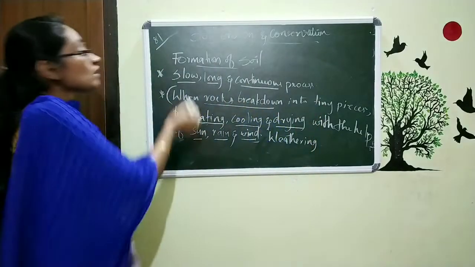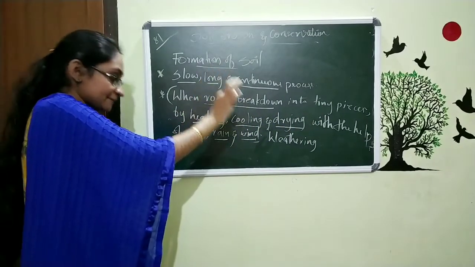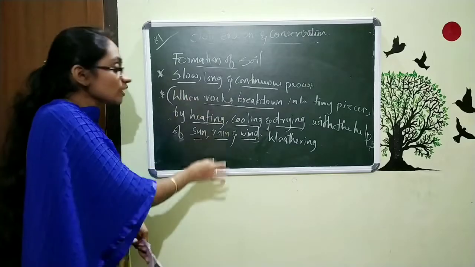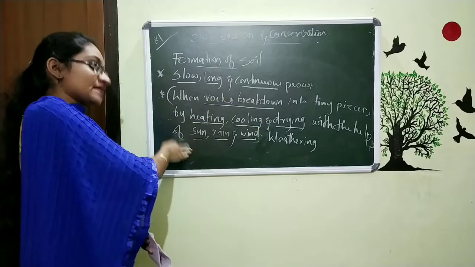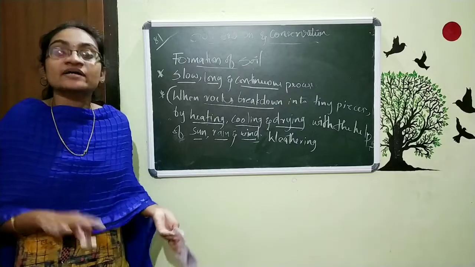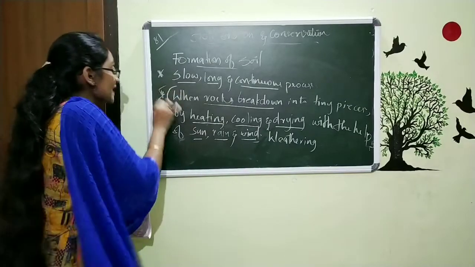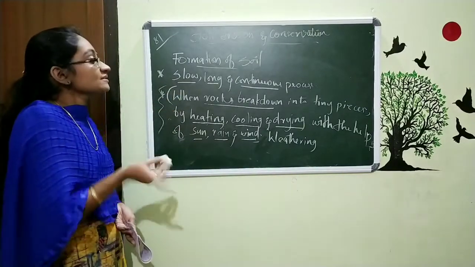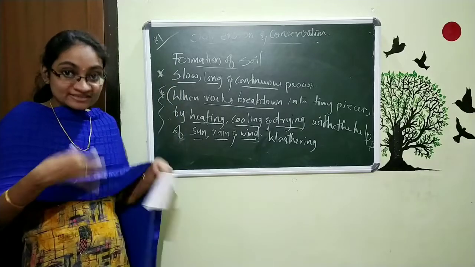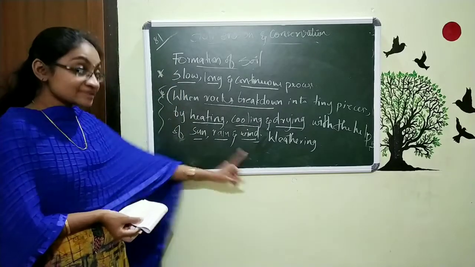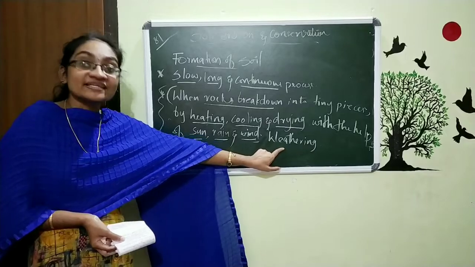So we can say when rocks break down into tiny pieces by heating, cooling and drying with the help of sun, rain and wind, it is called what? Weathering. So this is the answer for two questions. First is how the soil is formed, or what is the formation of soil. And the next question is this: what is weathering?